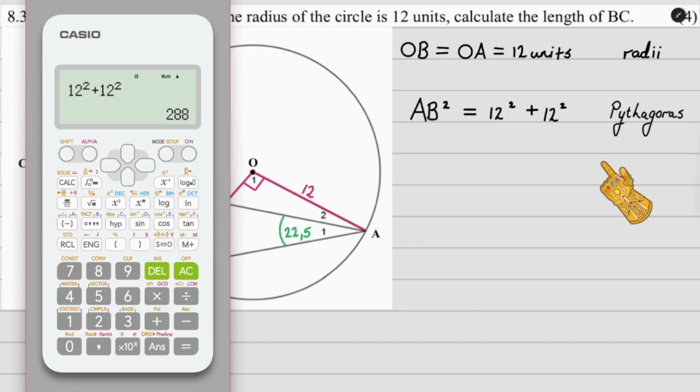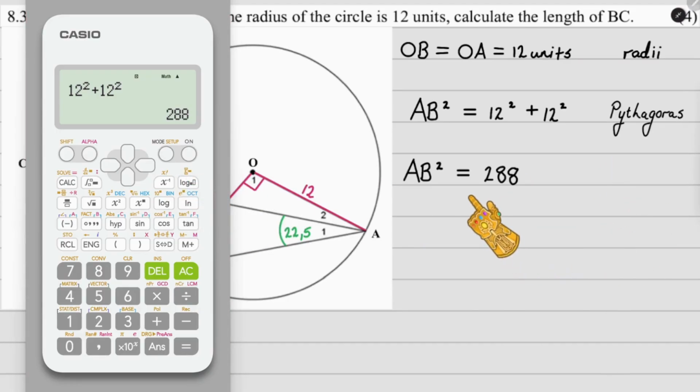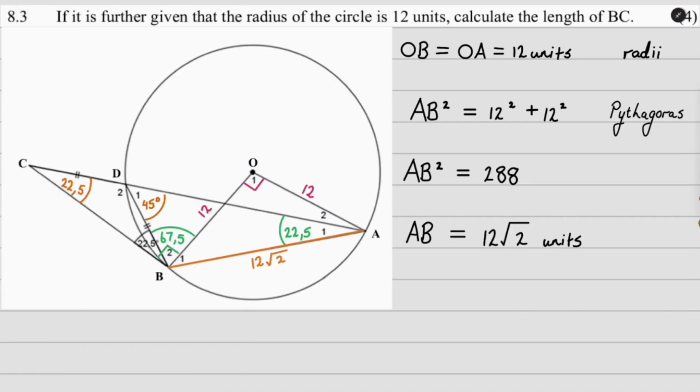Okay, so AB squared is 288, and then I'm just going to square root both sides to get AB on its own. So if I just square root 288, it's going to give me the length of AB to be 12 root 2, and I'm going to leave it in that format. Okay, we are getting somewhere. Now I somehow need to link this side to this side, and we're going to do that using the triangle ABC. It's quite a special triangle if you haven't noticed already.